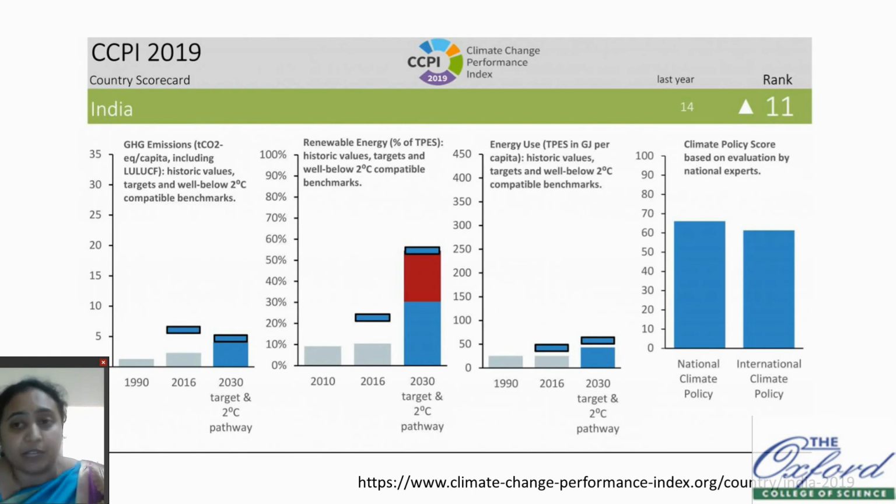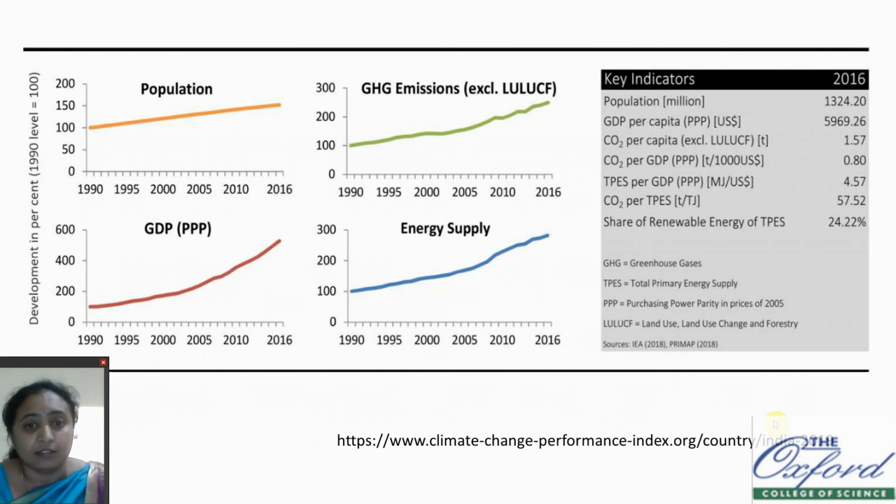By signing the treaties and applying the corrective measures, India has improved the condition by a little bit. Last year it was ranked 14. This year climate change performance index has ranked India into 11th place because we have reduced the greenhouse gases, and then use of renewable energies, and hope there will be further.